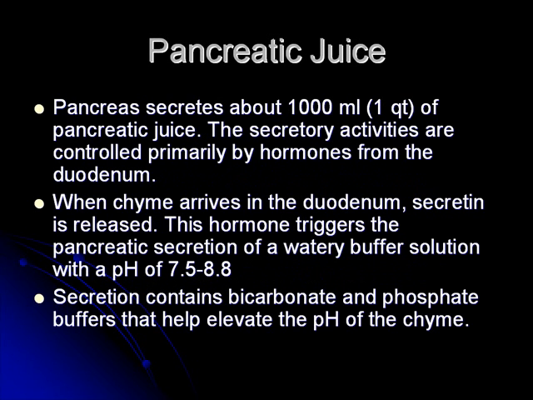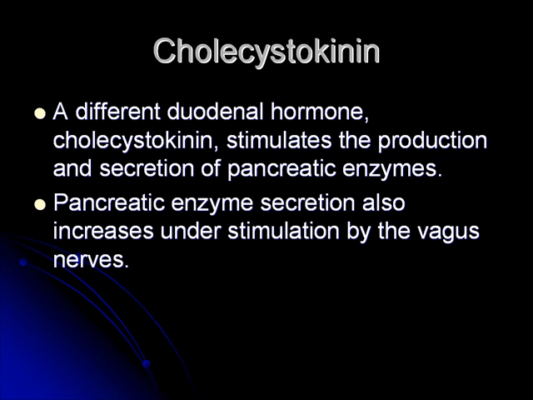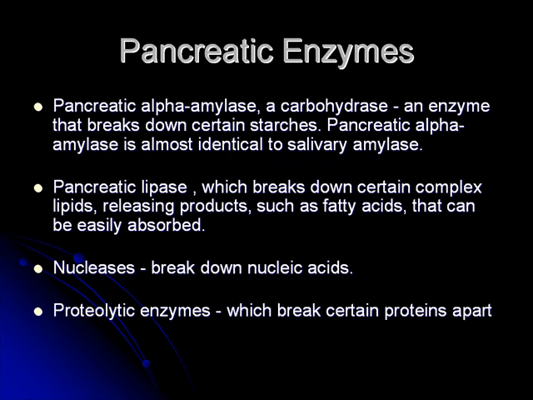The pancreas secretes about 1,000 cc's of pancreatic juices. The secretory activities are controlled primarily by hormones from the duodenum. When chyme arrives in the duodenum, secretin is released. This hormone triggers pancreatic secretion of a watery buffer solution with a pH of about 7.5 to 8.8. The secretions contain bicarbonate and phosphate buffers that help elevate the pH of the chyme. Cholecystokinin, a different duodenal hormone, stimulates the production and secretion of pancreatic enzymes. Pancreatic enzyme secretion also increases under the stimulation of the vagus nerve, which again is primarily a parasympathetic nerve.